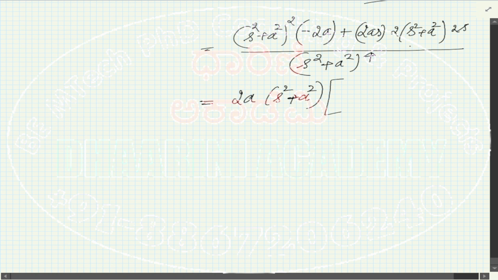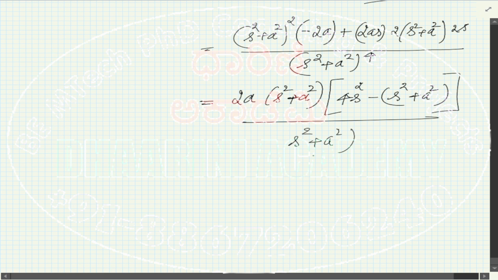If I take this out, I'm left with the first term, which is 4 times, so 2a has gone, so 2 into 2 is 4, s into s is s square, this is a positive term, minus this is s square plus a square whole divided by s square plus a square power 4, out of which one of the powers will get cancelled. You are left with 3 over there.